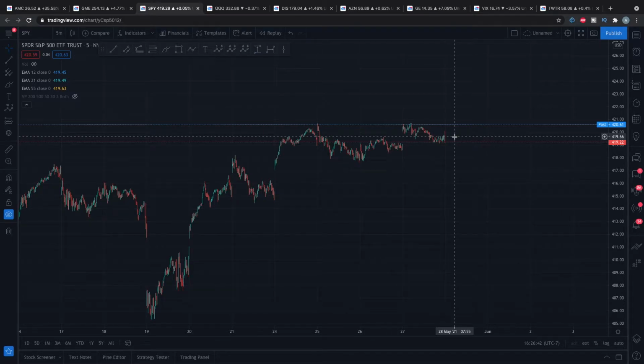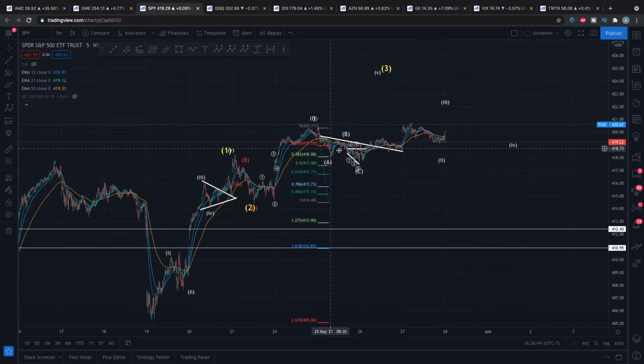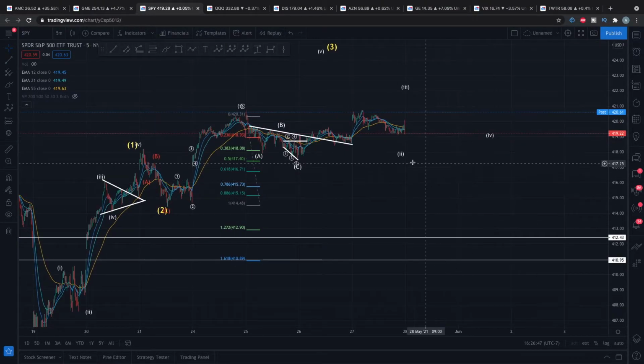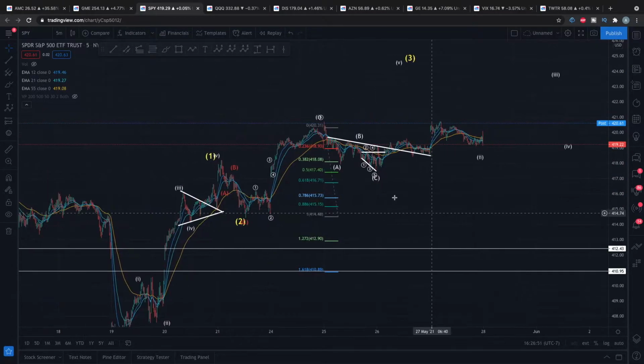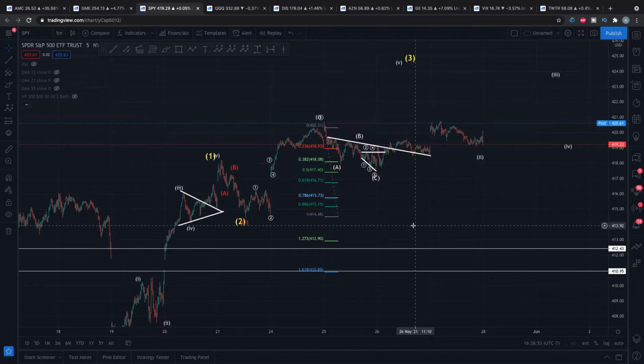So what this means is that the markets, I think, are getting ready for another push to the upside, and this just forms something called the Wave 2 consolidation right here. So let me get rid of the EMAs because they make the chart a little bit busy.